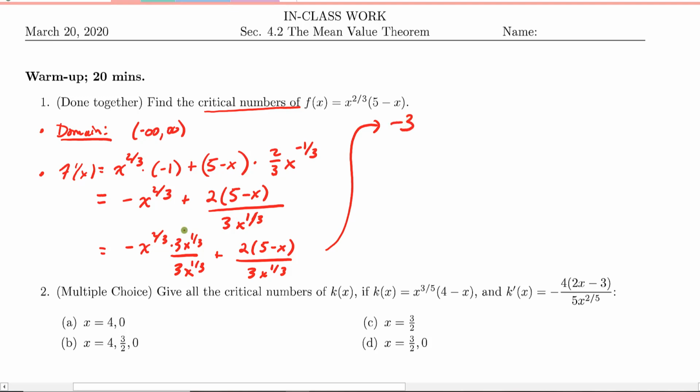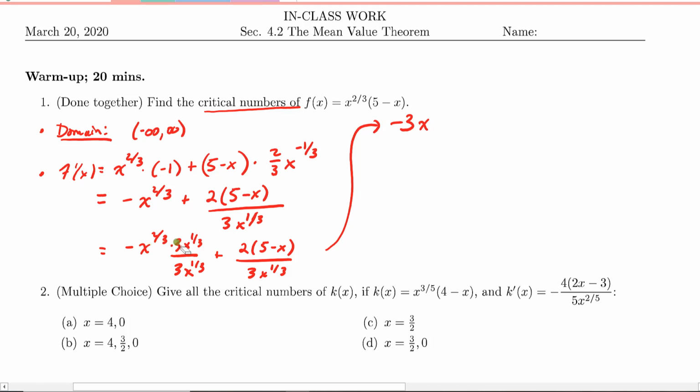Now, I'll write this out. This will be 3x^(2/3) times x^(1/3), which I then add the powers together. But what is 2/3 plus 1/3? Well, that's 3/3. And how else can I write 3/3? I can write it as x to the first power. Or if I like, I can not write it at all.